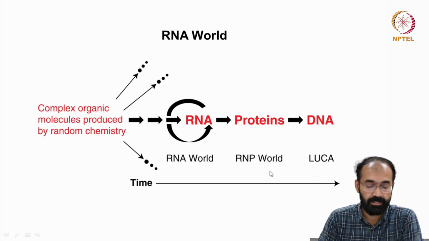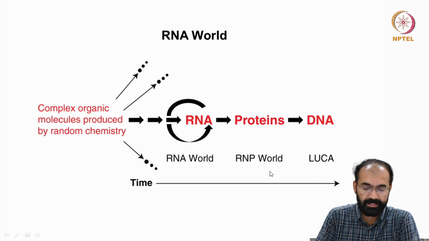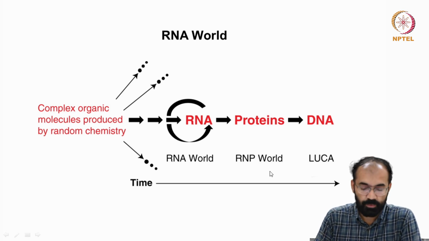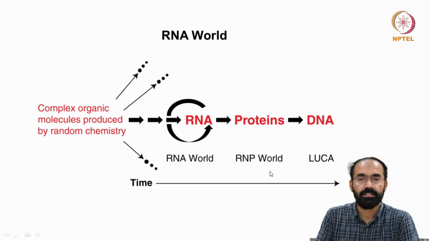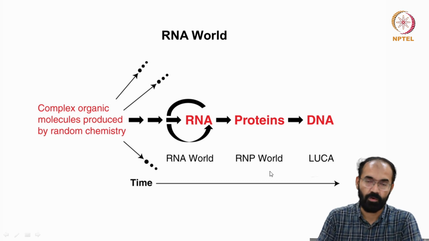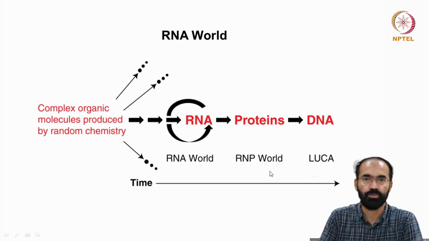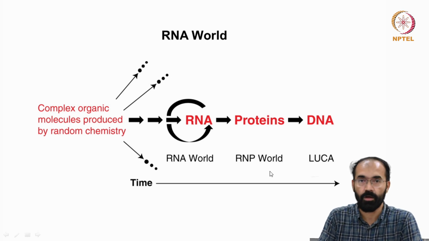So we were here in the last class that we reached up to LUCA, that is the last universal common ancestor. And this LUCA has acted as the fundamental life form which eventually evolved into unicellular and multicellular organisms.